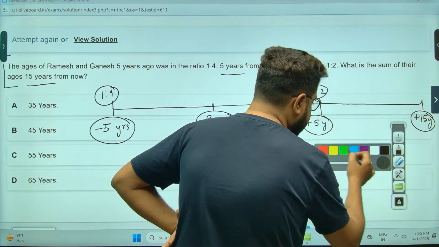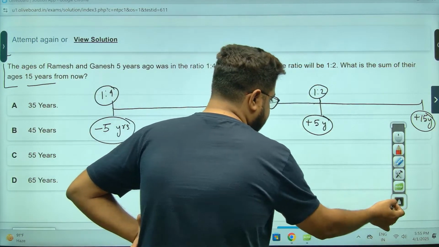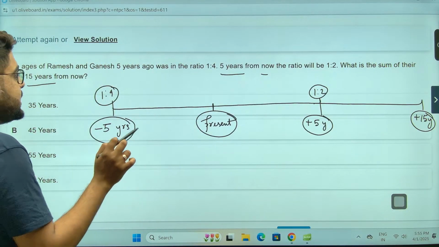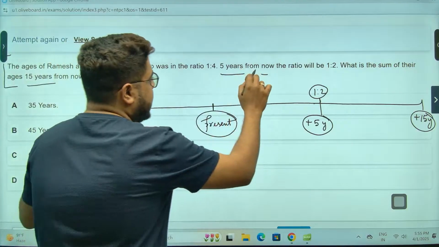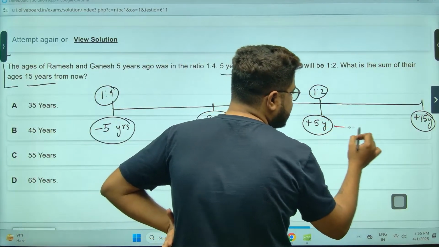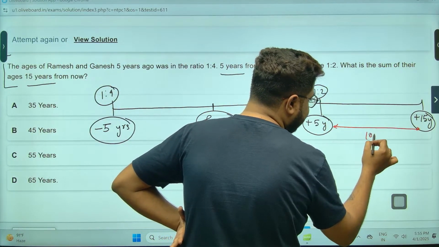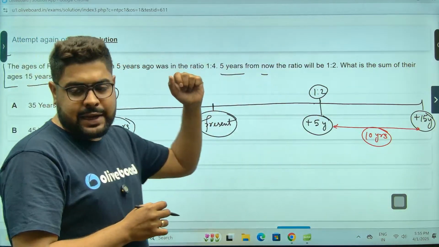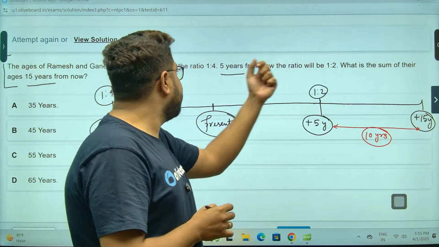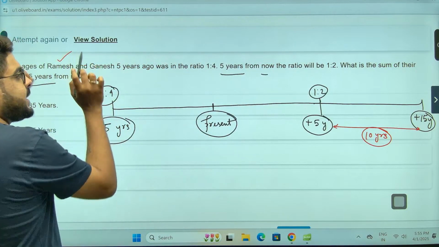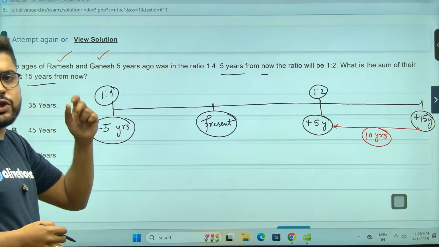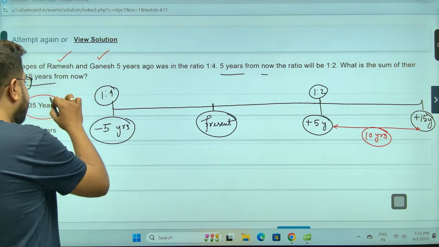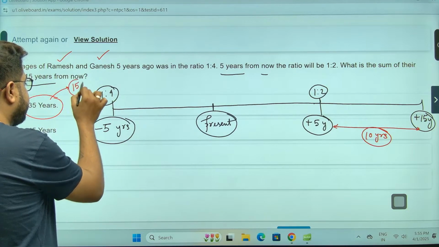A little tricky conceptually, but you will love this method. You will learn something new. If I take 5 years, this gap is how much? The gap is 10 years. For two people, for Ramesh I'll subtract 10 years, for Ganesh I'll subtract 10 years. Total 20 years. So if I subtract 20 years from the options, it is 15.